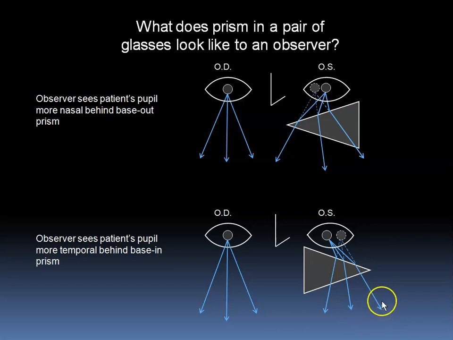One may ask, how is it that each party sees the image deviated towards the apex, which is opposite to each other's relative position? The answer is that they are not looking at the same thing. The observer is looking at the patient, and the patient is looking at the observer.